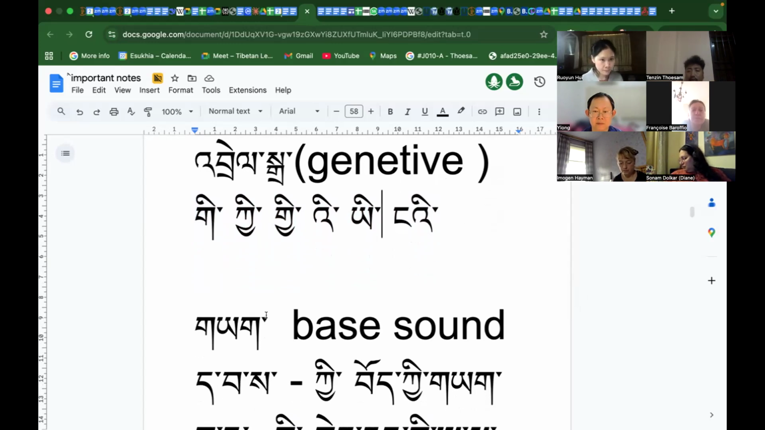Let's say, when I say yak, what is the base sound? The base sound is ya. What is the suffix? The suffix is ka. That's what I mean. So what I mean by they all rely on suffix is that they all have to look after whatever the suffix is.